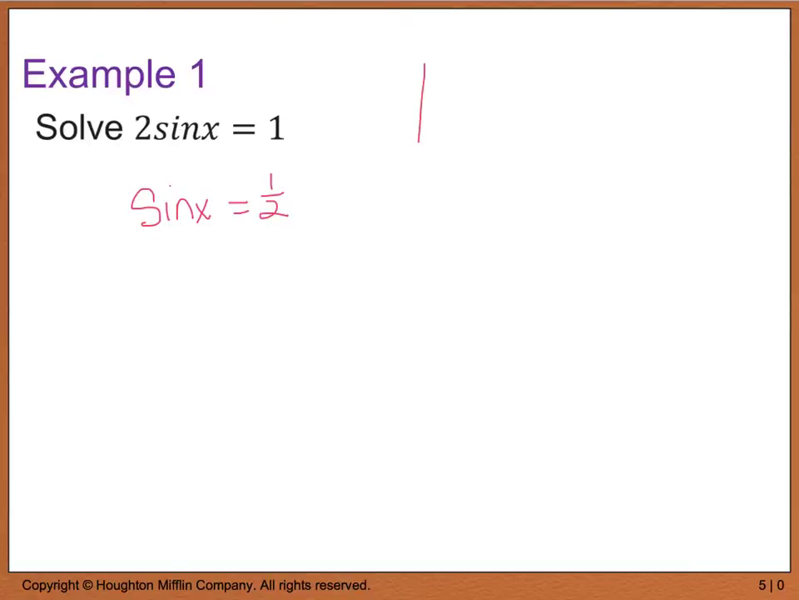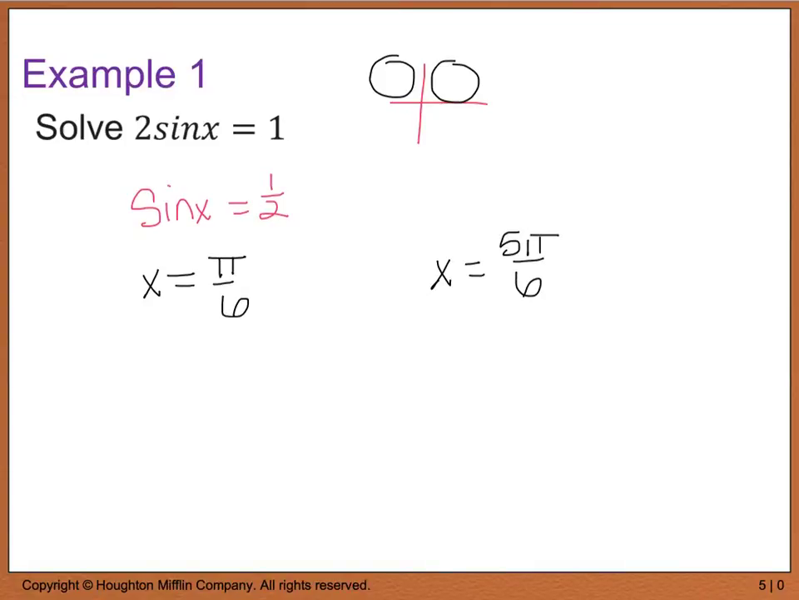Now we're not given a specified domain, so if you think about it, there's 2 points when we look at our unit circle where I'm going to have a positive 1/2 for a sine value. One is going to occur up here in quadrant 1. The other one is going to occur over here in quadrant 2. So the value in quadrant 1 that gives me a positive 1/2 is when x is equal to pi over 6. And in quadrant 2, we have when x is equal to 5 pi over 6.